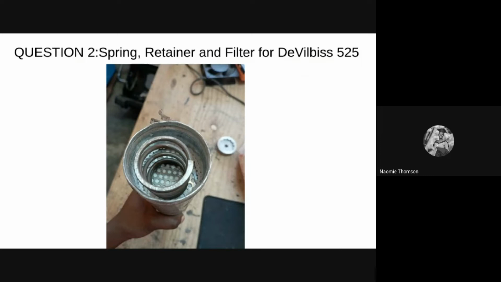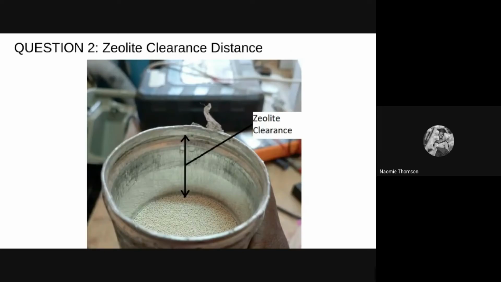After you remove the cap, you need to measure the distance of the zeolite clearance as shown in the graphics. That is just the distance between the cap, the top part, and where the zeolite has been filled up to. You can measure this using a ruler, and this makes sure that once you're refilling the seatbelt, you refill it with the right amount of zeolite as the one that you've removed from it. You can also use a marker to mark the level of the zeolite inside the bed.